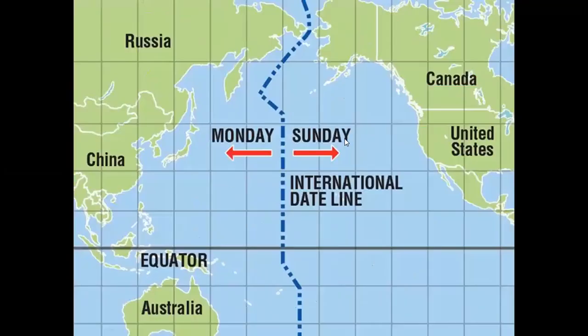Now here you can find in the image the international date line. You will find it zigzag crossing over the water bodies. You can find the day. If on this side it's Monday, here it is Sunday.